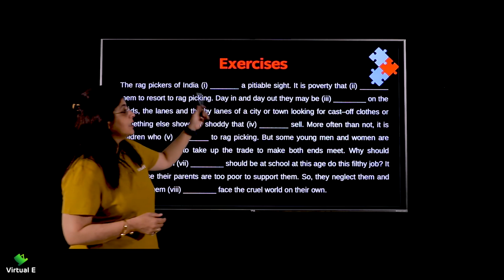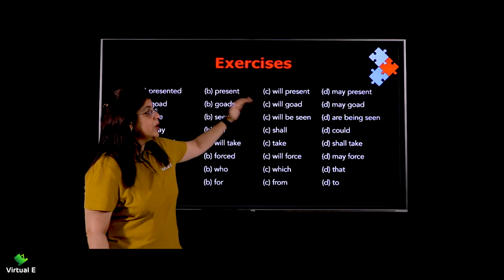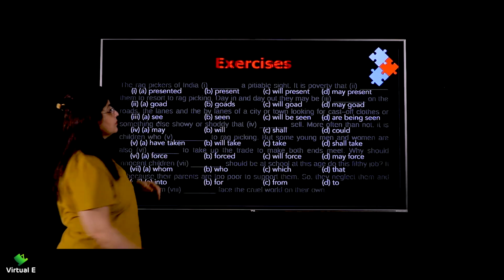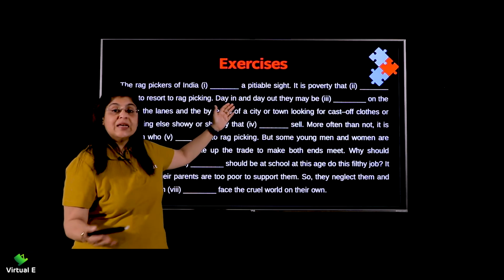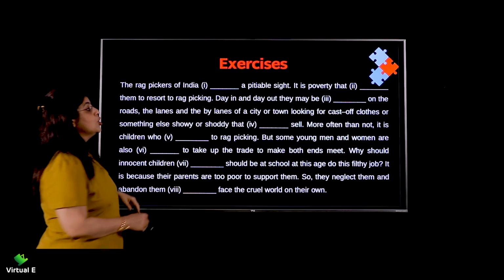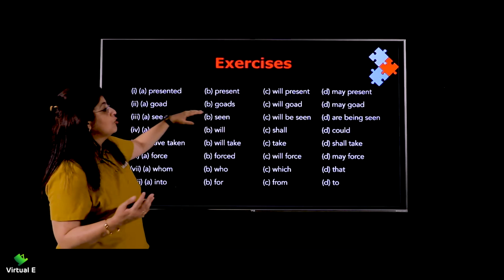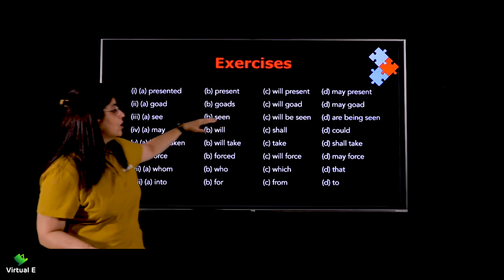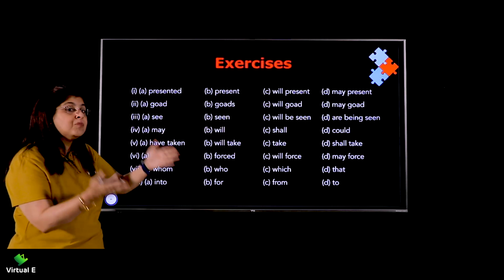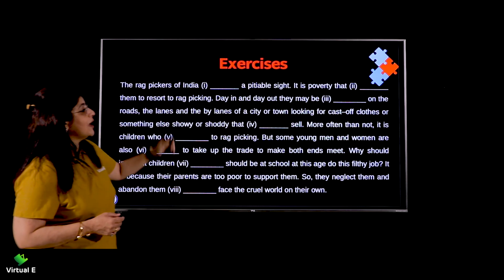The rag pickers of India dash a pitiable sight. Presented, present, will present or may present? They do present, right? So, present. The rag pickers of India present a pitiable sight. It is poverty that dash them to resort to rag picking. Goads, will goad or may goad? It's the poverty that goads them, that forces them, that just literally pushes them in that direction. So the B option: goads them to resort to rag picking.